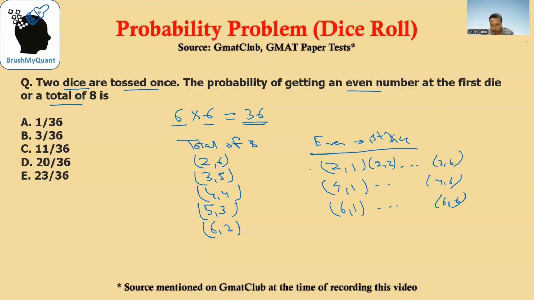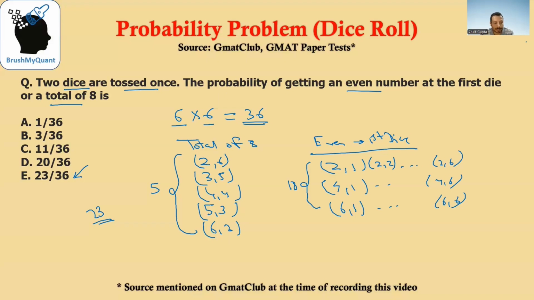Now there's a trap here. If you look at the sum of all these values, it is 6 plus 6 plus 6, so 18 cases, plus we have 5 other cases. So in total, we can have 23 cases. And you could have easily marked option number E, which is also available to you.